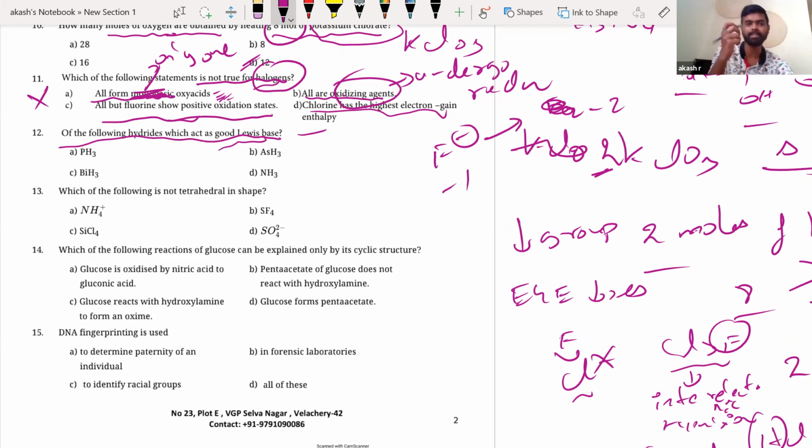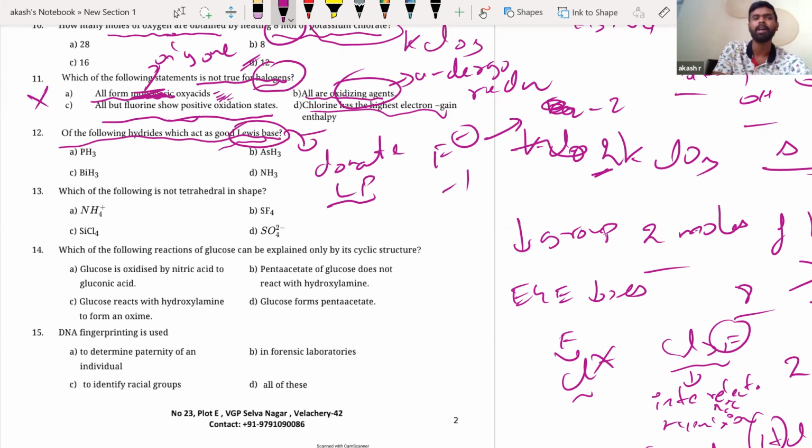Now how do we go about this? First of all, we have to know what is a Lewis base. A Lewis base is something which can donate a lone pair. Now all of them have a lone pair here, no doubt about this. So the question is which can easily donate a lone pair. Whichever can easily donate the lone pair would be a good Lewis base.